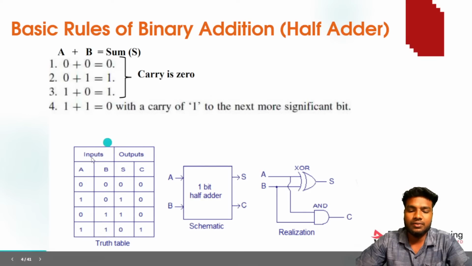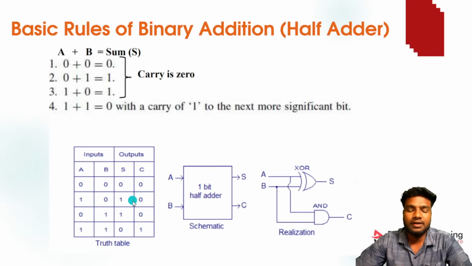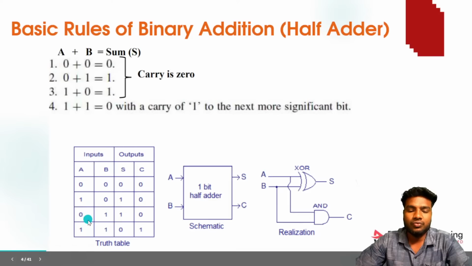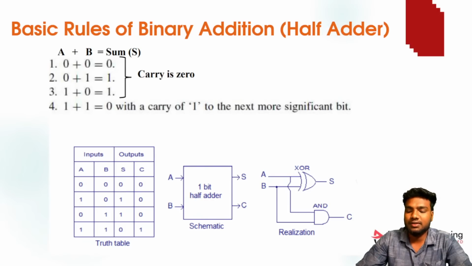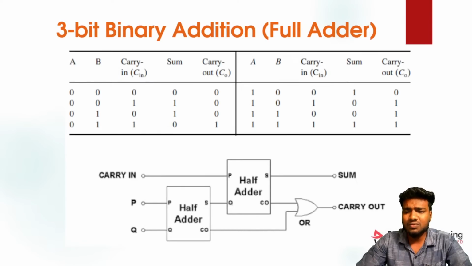This is the truth table. If you add A and B, if you add 1 and 0, you will get sum 1 carry 0. If you add 0 and 1, you will get sum 1 carry 0. If you add 1 1, you will get sum 0 carry 1. So this is the logic of the half adder. These are the basic things. I hope you know about this half adder. This is easy. Then we'll move to the full adder.